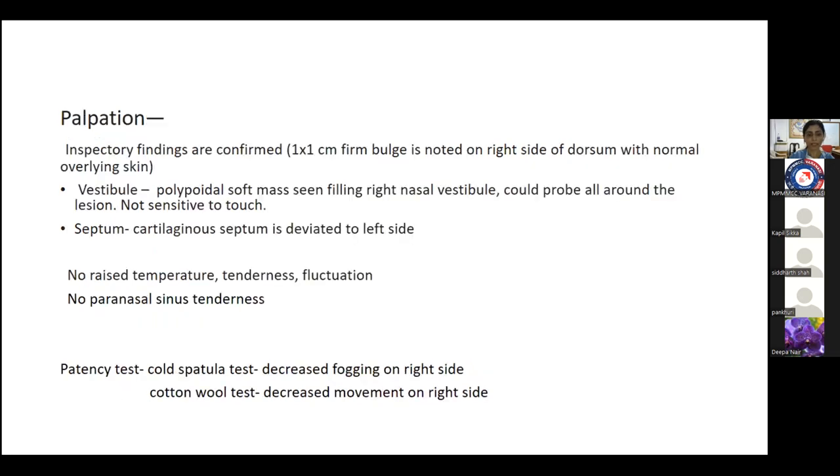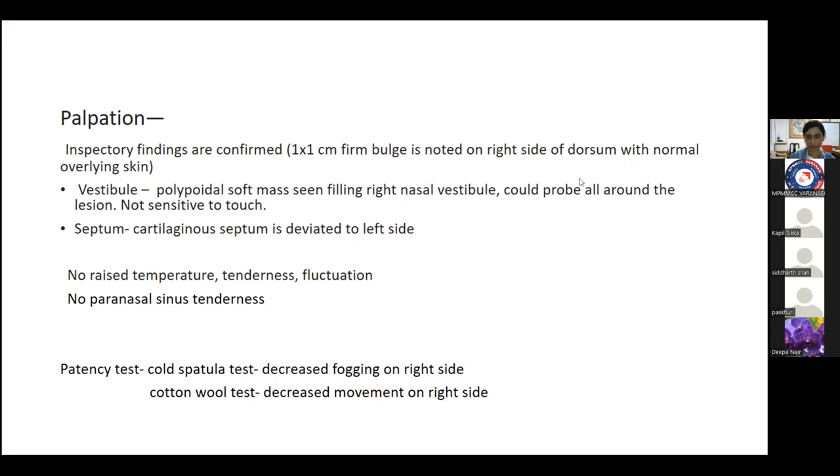On palpation, the inspectory findings were confirmed. A 1 into 1 centimeter firm bulge is noted on the right side of the dorsum with normal overlying skin. A polypoidal soft mass is seen filling the right nasal vestibule. I could probe all around the lesion, and it is not sensitive to touch. The cartilaginous septum was deviated towards the left side. There was no raised temperature, tenderness, or fluctuation over the bulge. No paranasal sinus tenderness was present. So the lesion was insensitive to touch.